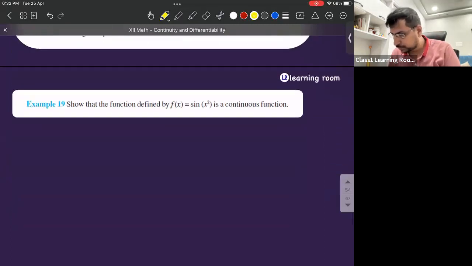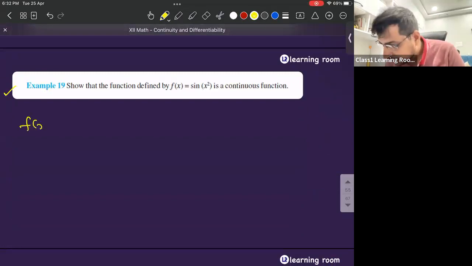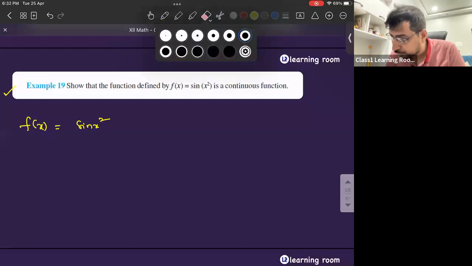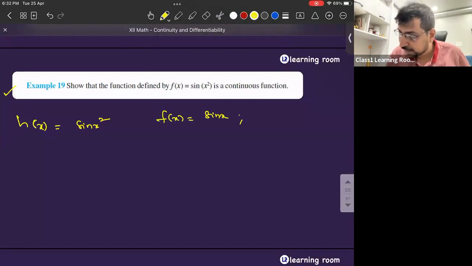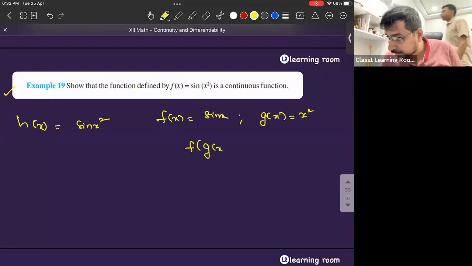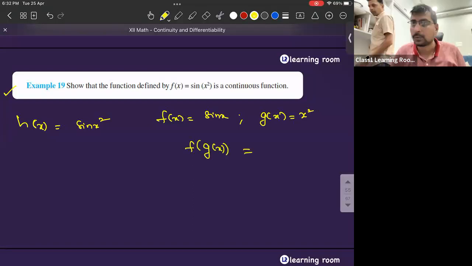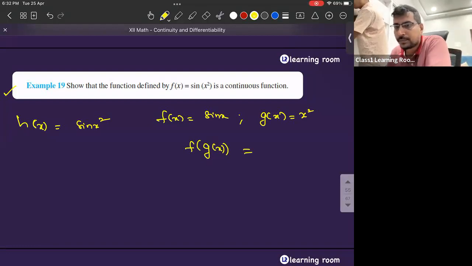So how you will use this is, if you have this example 19, f of x is equal to sine x square. Let me call this h of x, for instance. If I take f of x is equal to sine x, and g of x is equal to x square, then what is f of g of x going to be equal to?